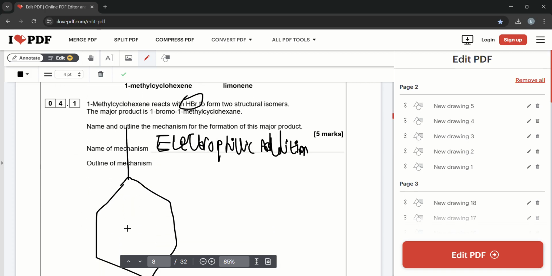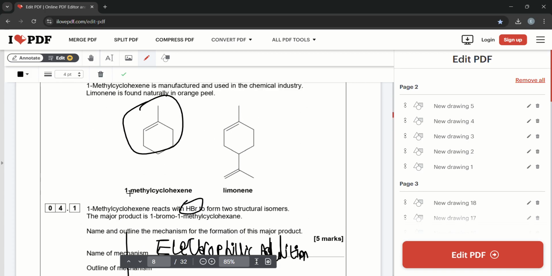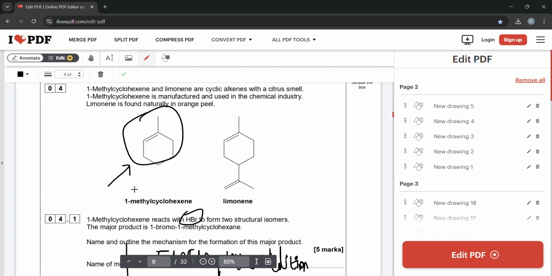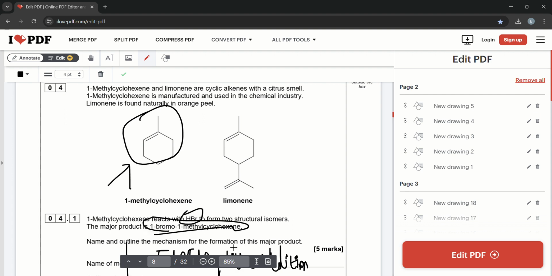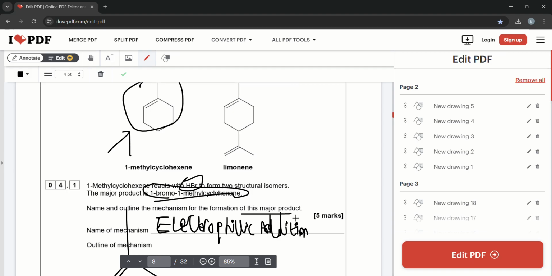But all we're going to do is draw this out, and we know this reacts with HBr to form two structural isomers. It's going to form this, the major product, and we're trying to outline the mechanism for the formation of the major product.